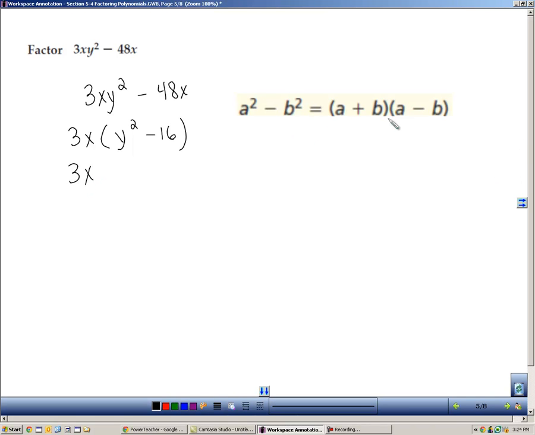Here's the difference of squares pattern you can look at. In this case, if I'm going to factor y squared minus 16, I make it a y and a y, one plus and one minus, and what squared gives me 16? 4 and 4.